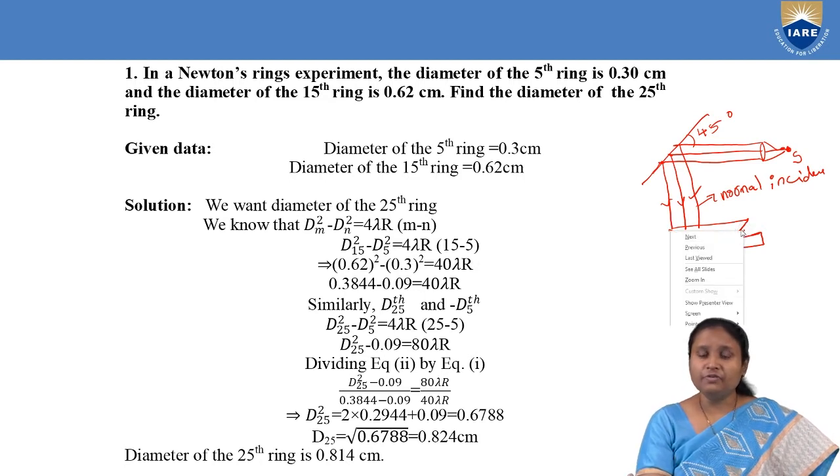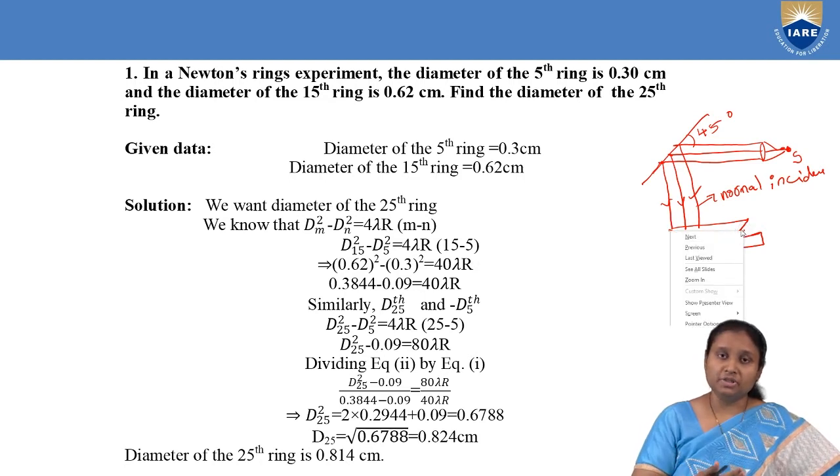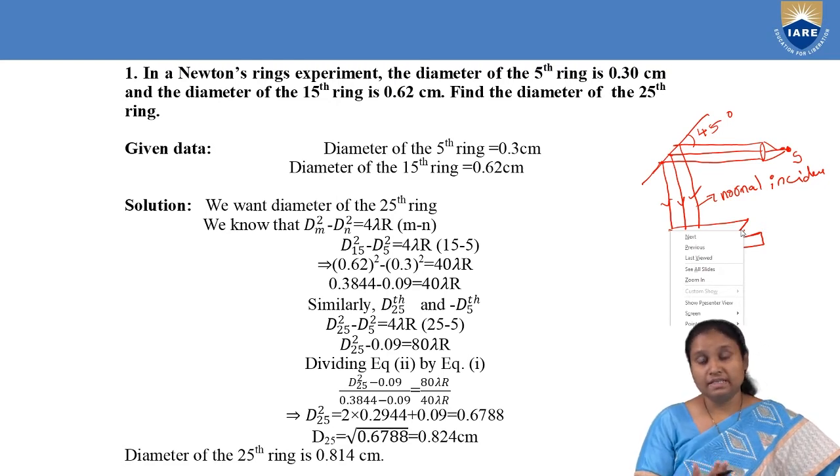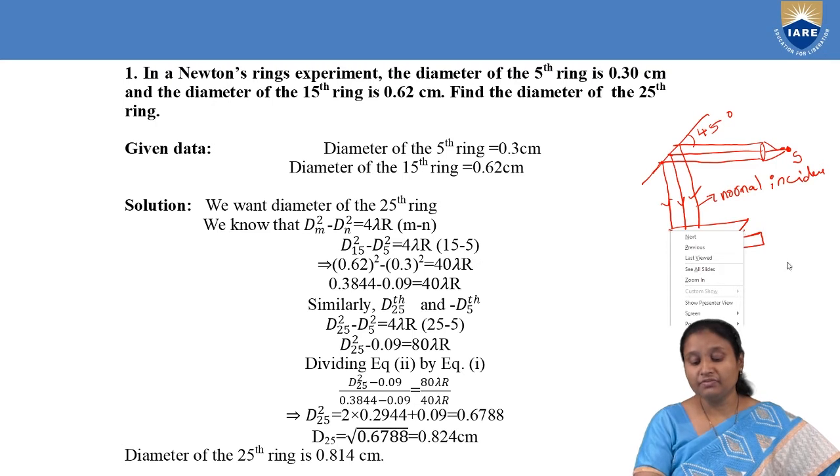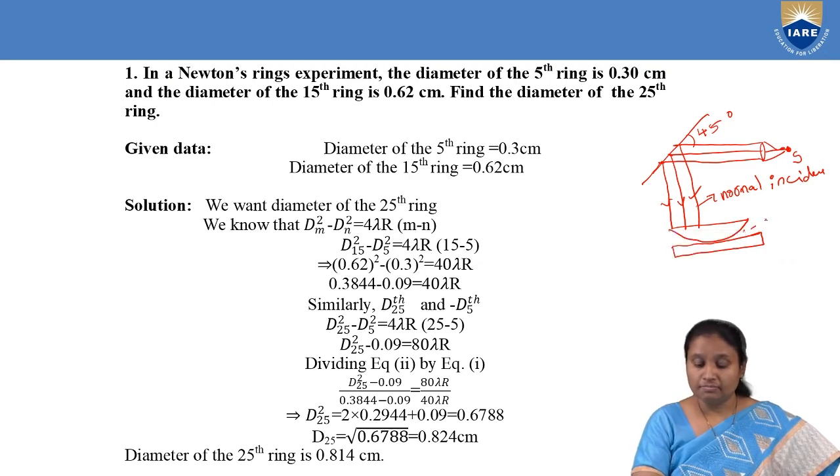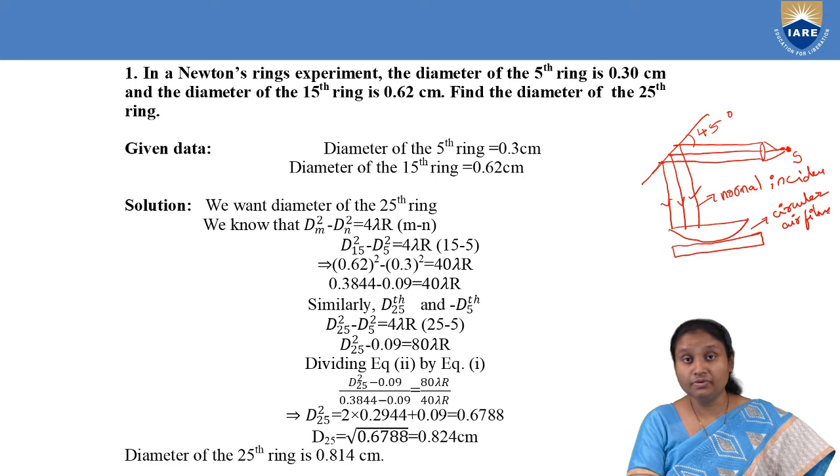And what is the shape of the air film? Because the bottom curved surface of the convex lens is in the form of a circle, the shape of the air film will also be a circle. So here we'll have a circular air film. And why do we call it a film? Because the thickness of the air film will be very, very small. And this air film is not of uniform thickness.